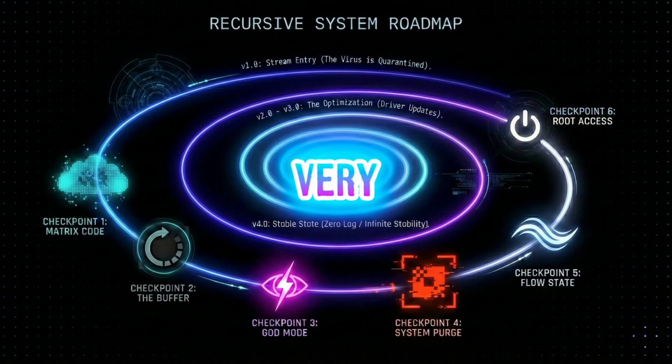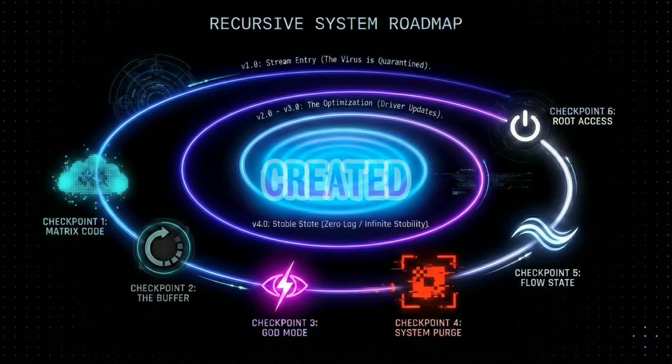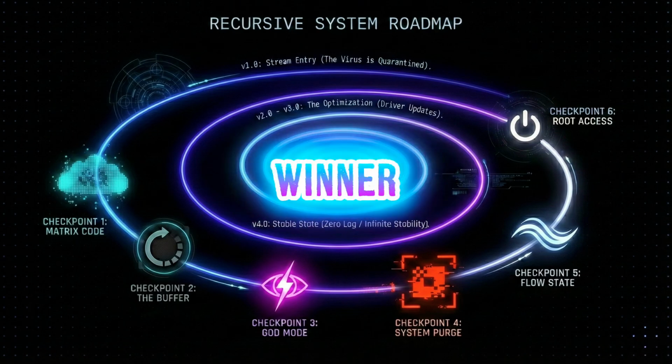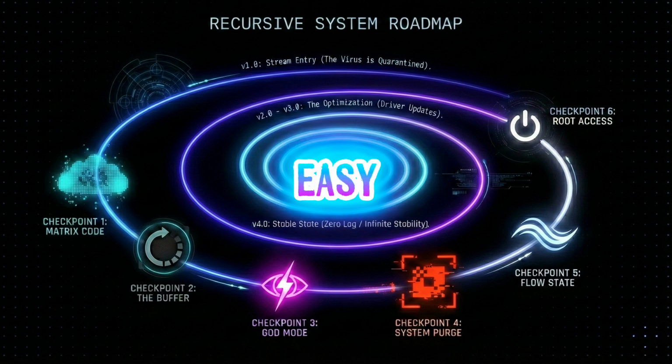The thing we talked about at the very beginning, streamEntry.v1.0. This is so critical for people to understand. Once you hit that first reboot, that save point is created. You cannot unknow what you now know. The system can never fully revert to the old corrupted legacy OS. You are, as the source says, a stream winner. You've won the game, at least on the easy difficulty setting.